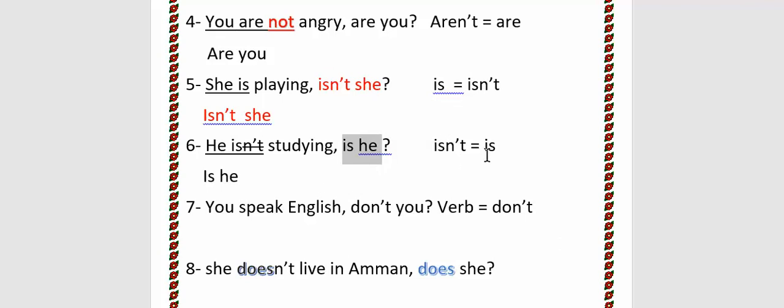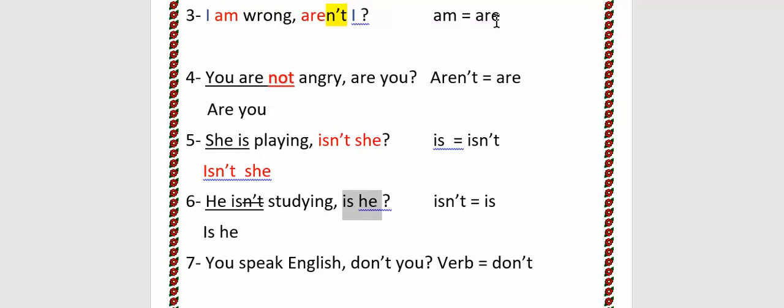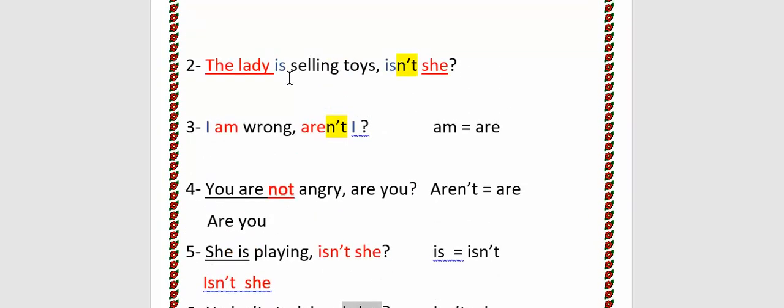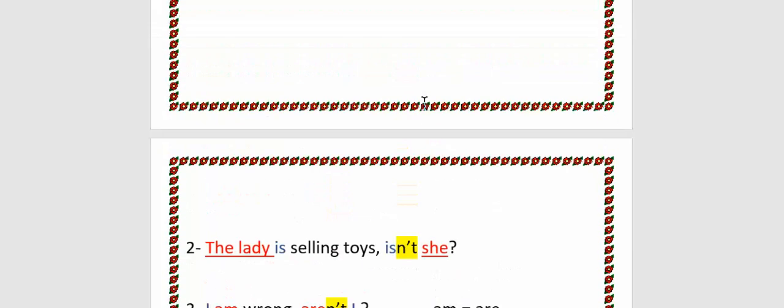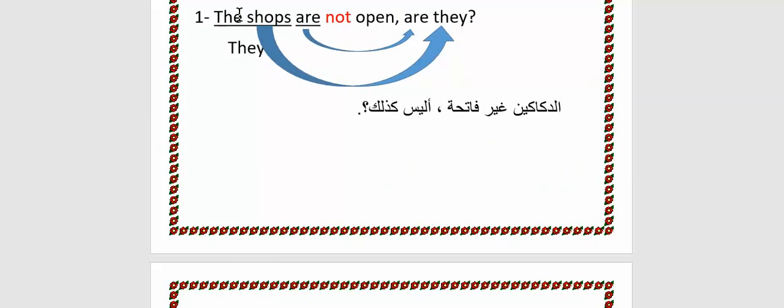Isn't turns to is, aren't turns to are, am turns to are if it is followed with an adjective, is turns to isn't, are not turns to are.